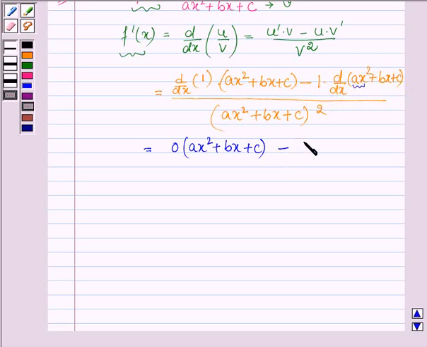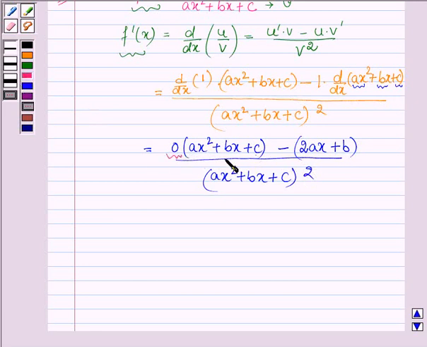derivative of ax square is 2ax plus derivative of bx is b, and derivative of c is 0 since derivative of a constant with respect to x is 0, and the denominator we have ax square plus bx plus c whole square. Now 0 on multiplying with ax square plus bx plus c is equal to 0, so we have minus 2ax plus b upon ax square plus bx plus c whole square.